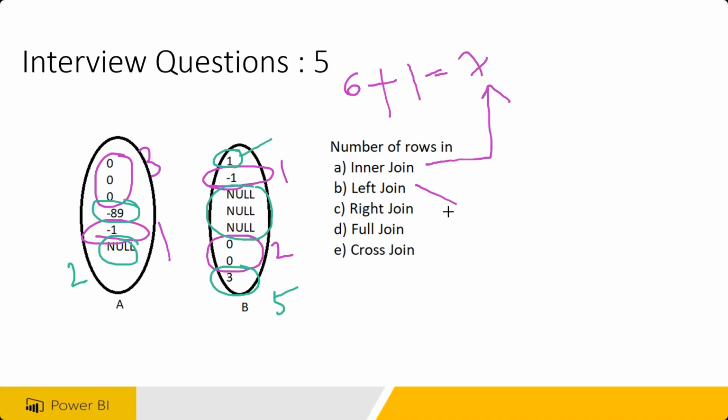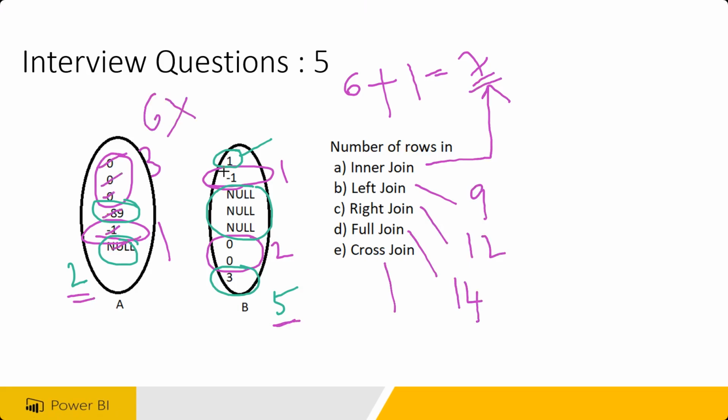Left join will be matching data plus unmatched data, 7 plus 2, 9. And right join will be 7 plus 5, which will be 12, right? Okay. Full join will be 7 plus 2, 9, plus 5, 14 rows. Cross join will be 6 multiplied by 8. It will be 48 rows, right? So who's right and who's wrong? Tell me.